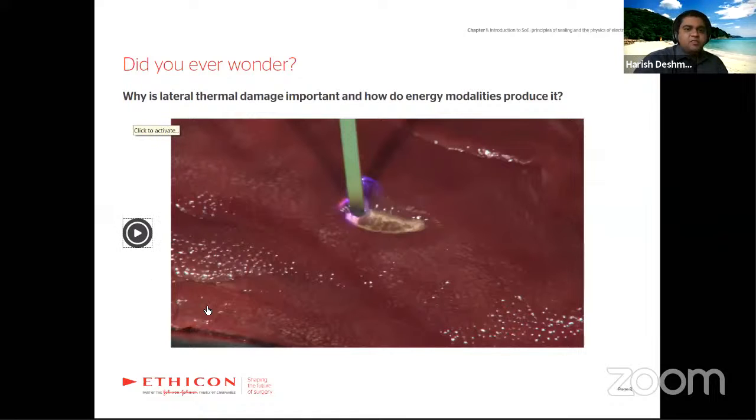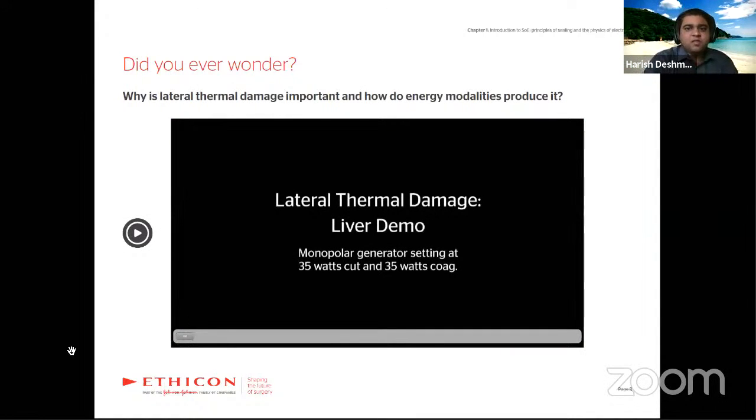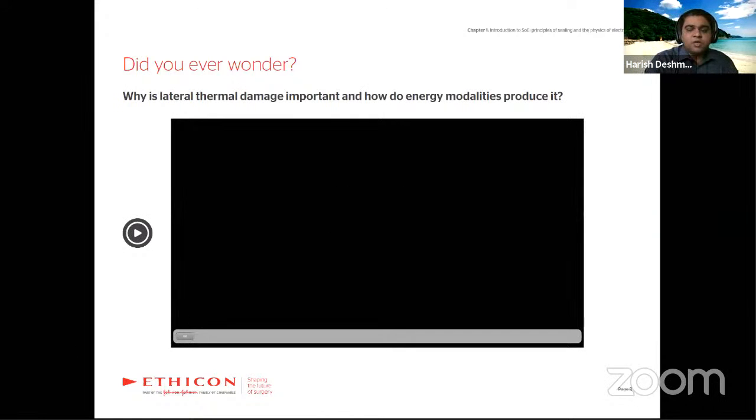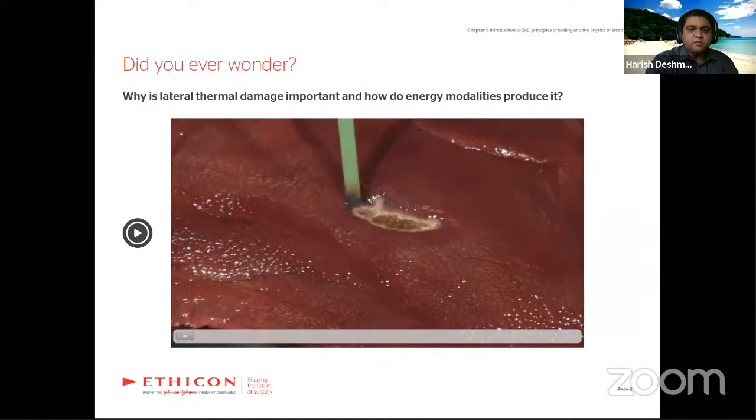Why is lateral thermal damage important? We always talk about lateral thermal spread, so what actually is lateral thermal damage? What is the problem with it, how does it actually happen, and how does our energy modality produce it when you're using it during the surgery?